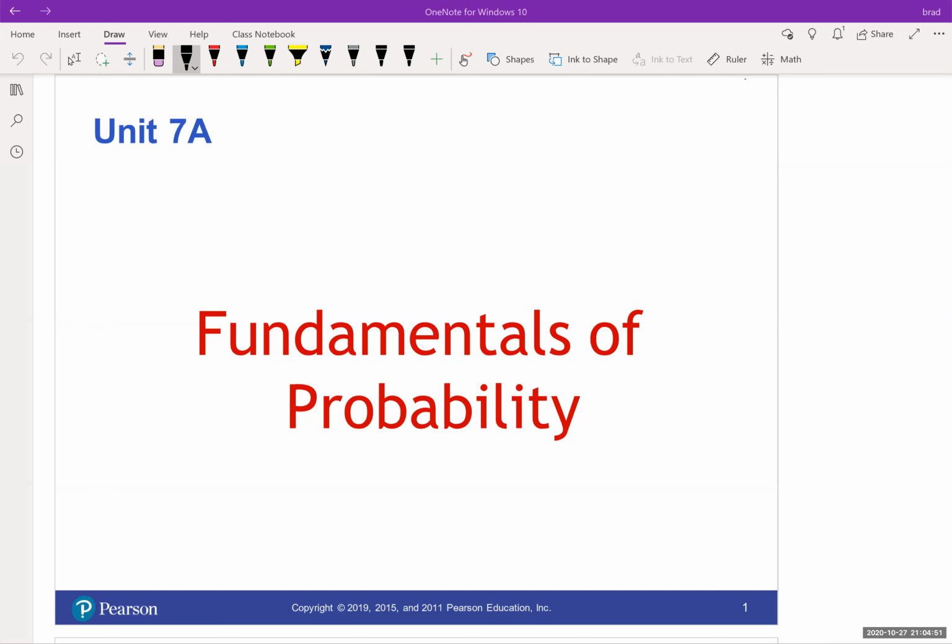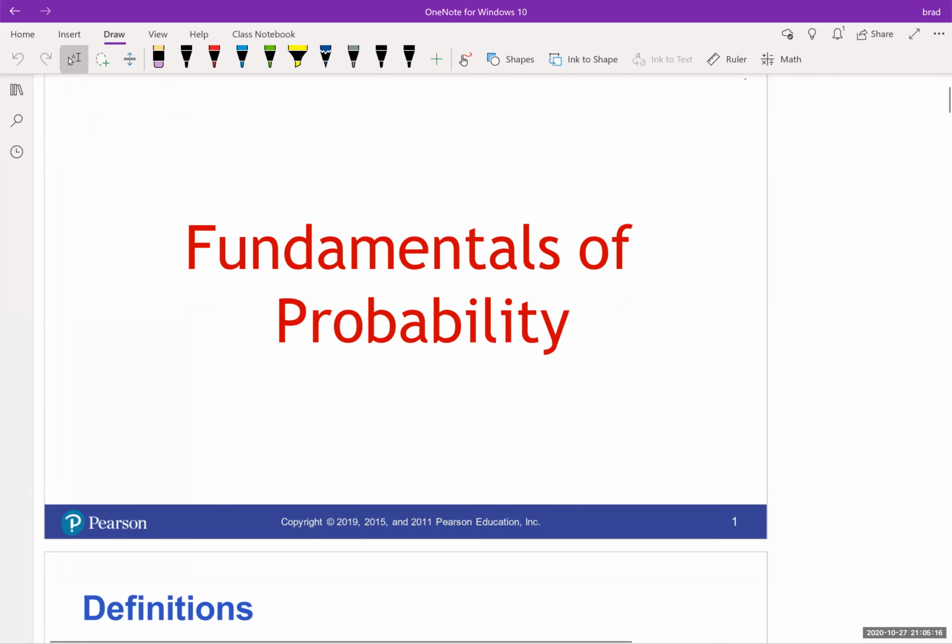So fundamentals of probability is basically now we're going to actually find ways to calculate the probability of this occurring or the probability of this occurring. In chapter 6, we discussed a little bit about distributions and probabilities of that nature with normal distribution, the empirical rule and z-scores. So let's move on to fundamentals of probability, 7A.